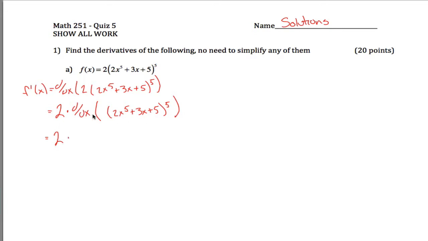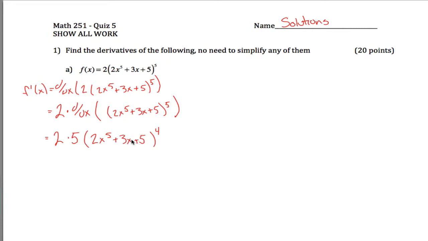Well, in order to find out what this derivative is equal to, you're going to have to use the chain rule. The inside function is this polynomial. The outside function is x to the 5th power. So using the power rule, I take this 5 right here and I bring it down in front. And then I subtract 1 from the exponent to get a 4 here. And what do I have here? Instead of an x, I have this polynomial, 2x to the 5th power plus 3x plus 5.